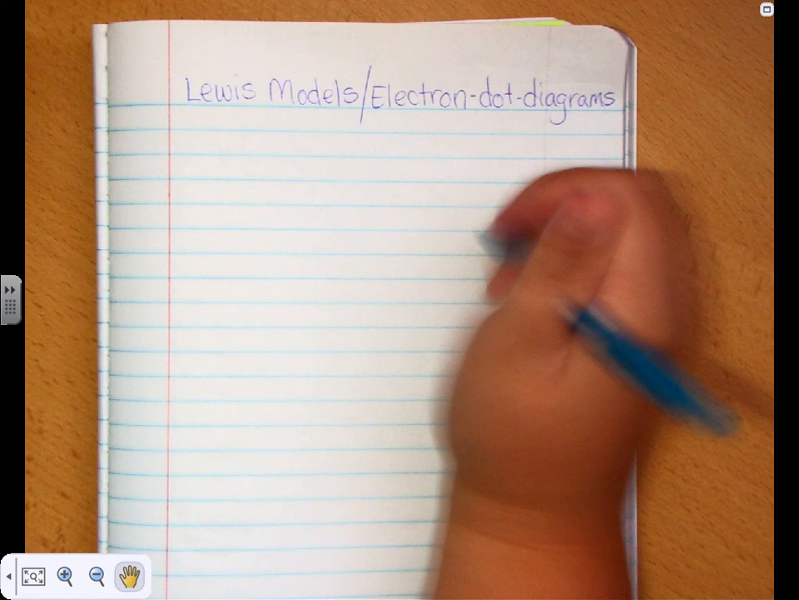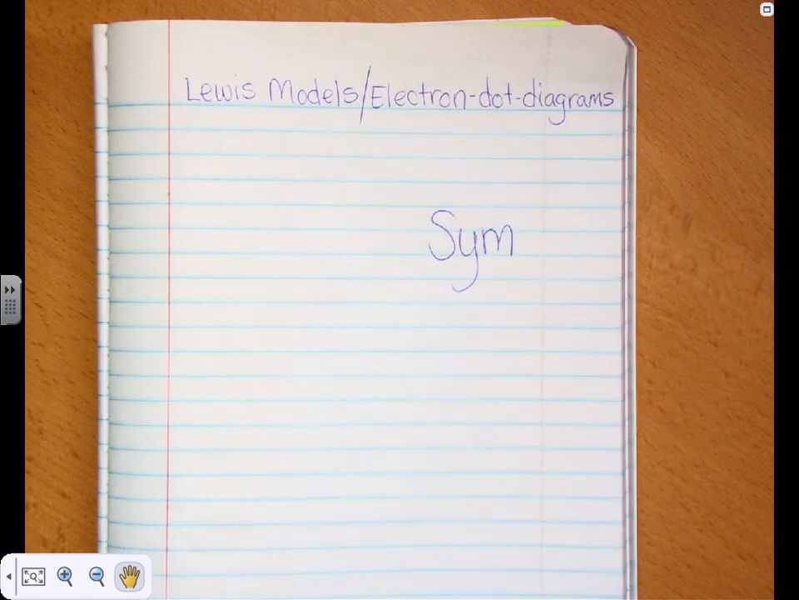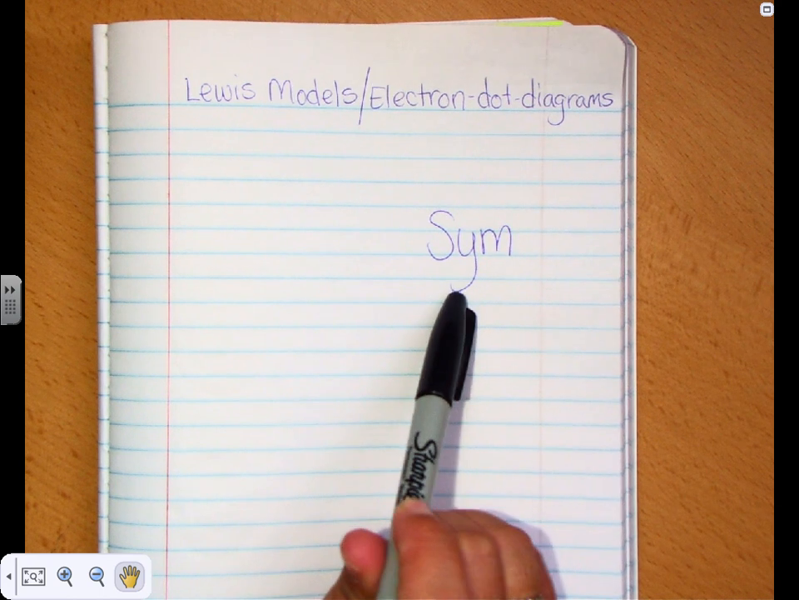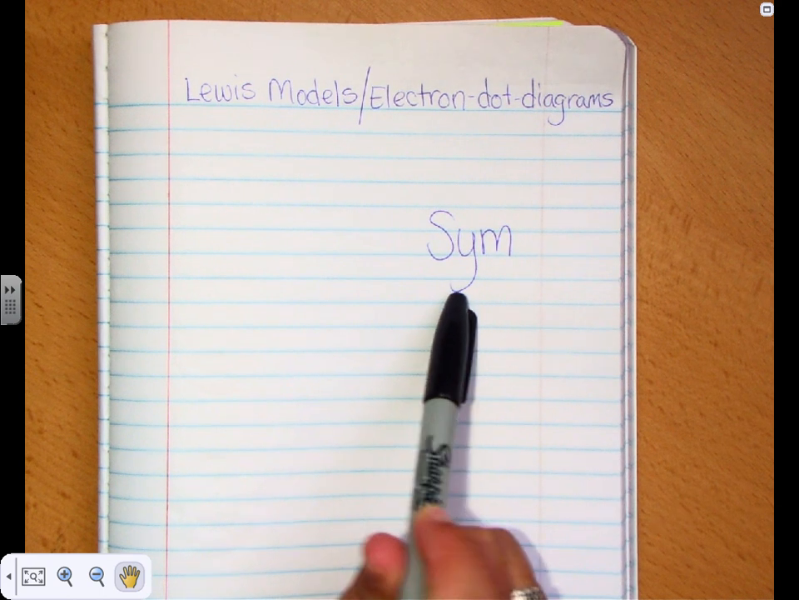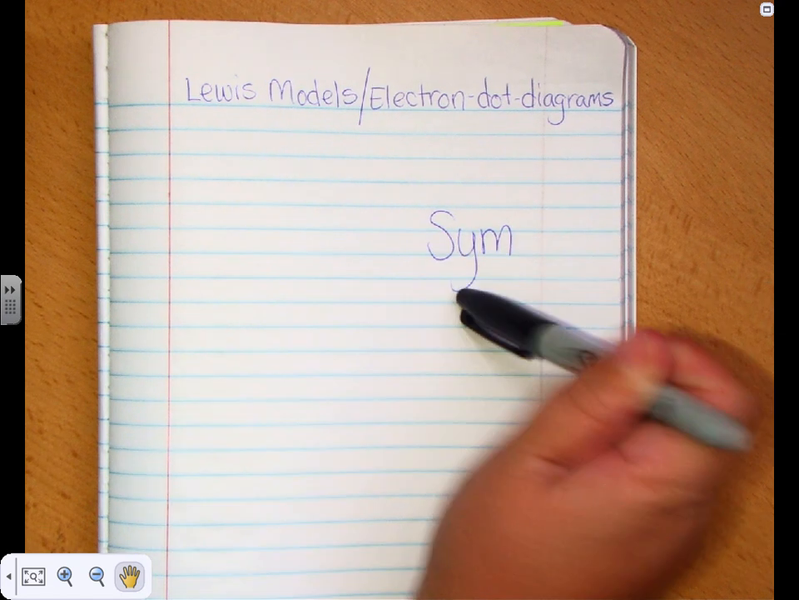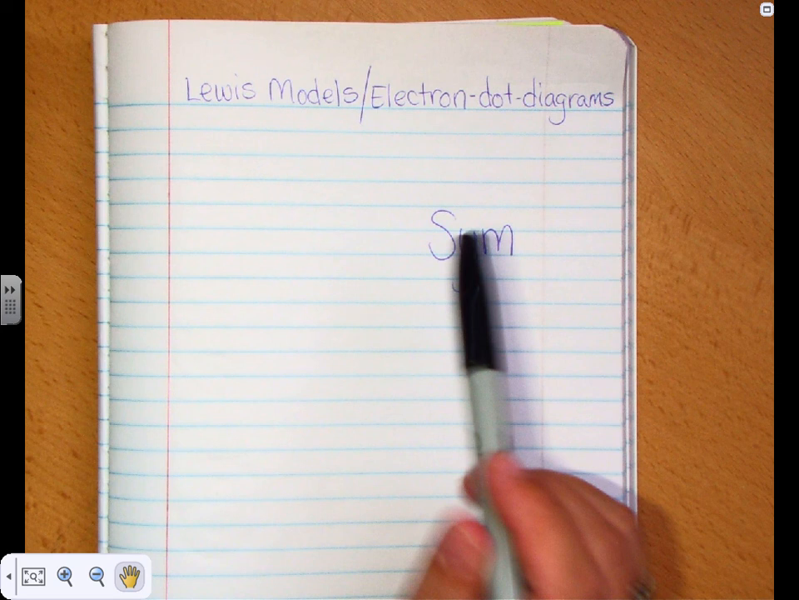The first thing you're going to do is write the symbol. I'm just putting SYM because that's easy, because we're not making one that's specific. You should draw this in your notes because it's like your map on how to do it. When you're doing a Lewis model, you're only representing the valence electrons. How many dots maximum is going to be on this diagram then?